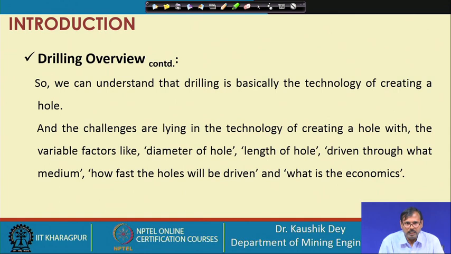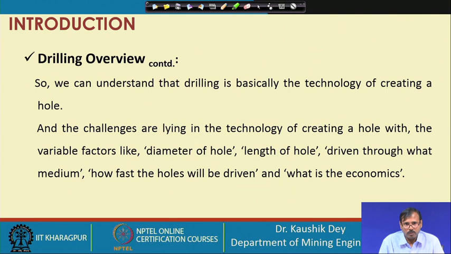If we are trying to drill something, we have to select some machines, we have to carry out drilling, but the challenges are that we have to decide what should be the diameter of the drill, and what should be the length of the hole. We have to drive the drill hole through what may be soft soil, it may be rock, it may be very hard rock, it may be through a metal casing. These are the problems we have to address while we are thinking of drilling something for some special purpose.